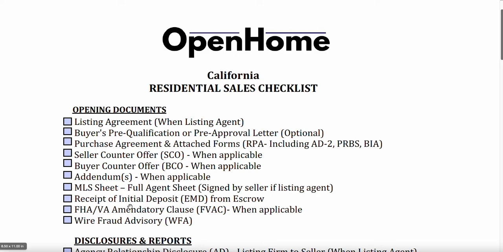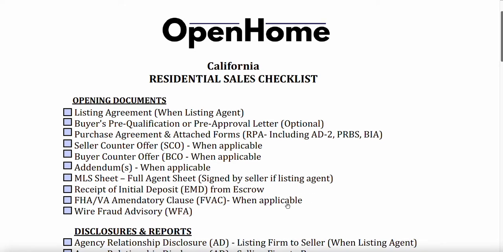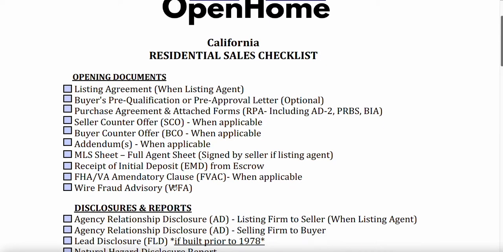Here we have receipt of initial deposit, or the EMD, earnest money deposit, from escrow. Escrow can give you a copy of that. FHA VA mandatory clause, if the buyer did get an FHA or VA loan, then they'll be able to furnish you. You'll get this in the file anyway. And there's a CAR form, FVAC, but this is only applicable when the buyer's getting an FHA or VA loan. Wire fraud advisory, it's going to be included in this bundle up here.